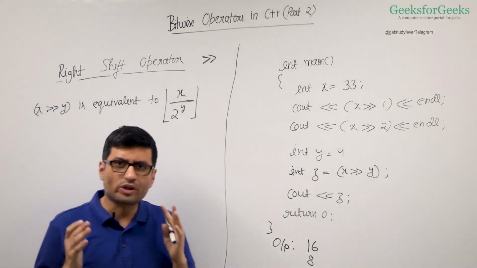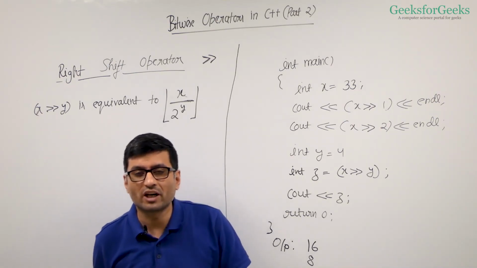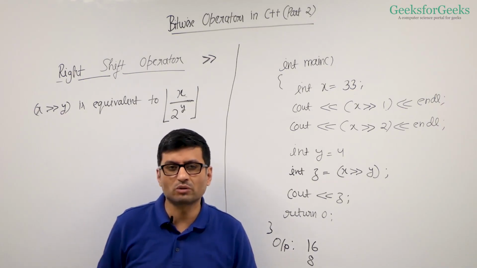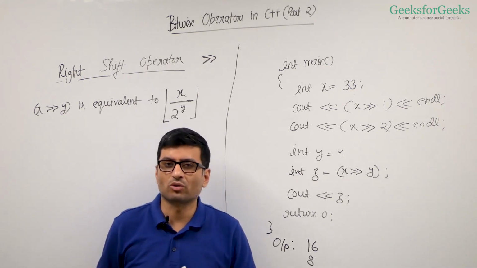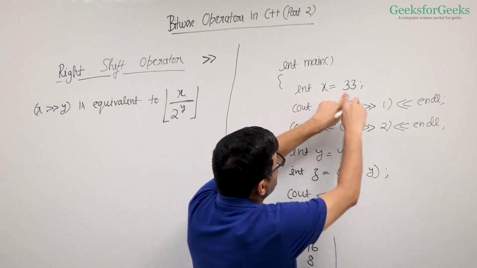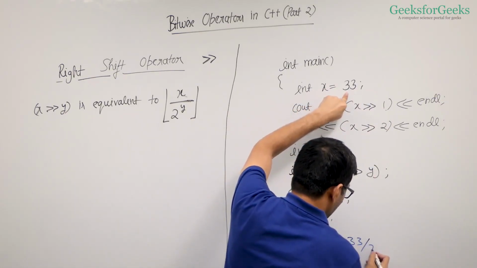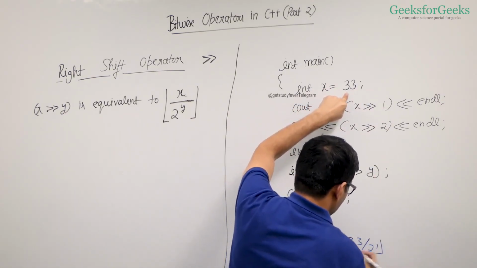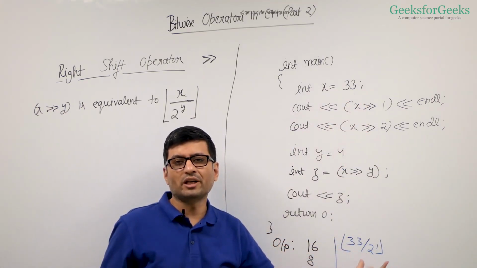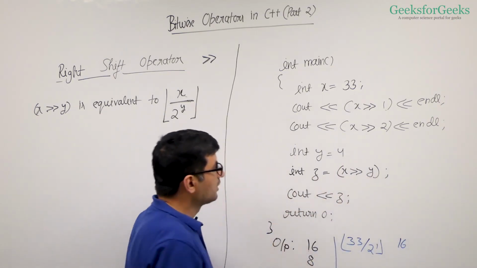If we take a closer look at the right shift operator, we can notice that x right shift y is equivalent to dividing x by 2 raised to the power y and then taking the floor of this value. Let us take a look at this example. 33 right shift 1 is equivalent to 33 divided by 2 raised to the power 1, floor. What is the value of it? 33 divided by 2 is 16.5, and if we take the floor, we get 16. That is what we have here.